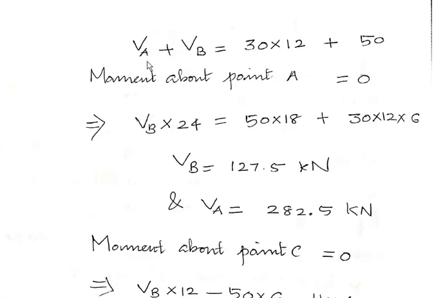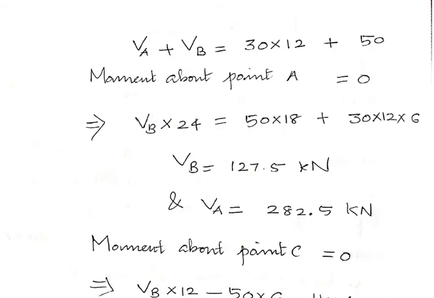So VA plus VB is equal to 30 into 12 plus 50, and if you take moment about point A equal to 0, that implies VB into 24 minus 50 into 18 minus 30 into 12 into 6 is equal to 0, or like this you can write. And you can get the values of VA and VB from these two equilibrium conditions.